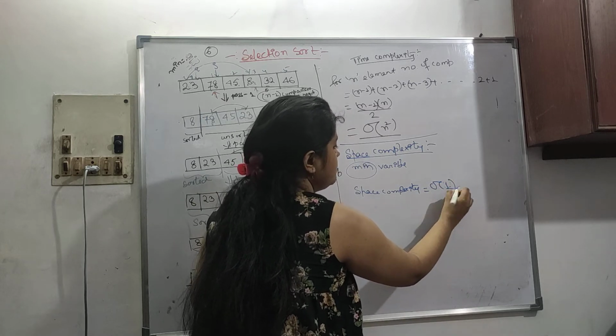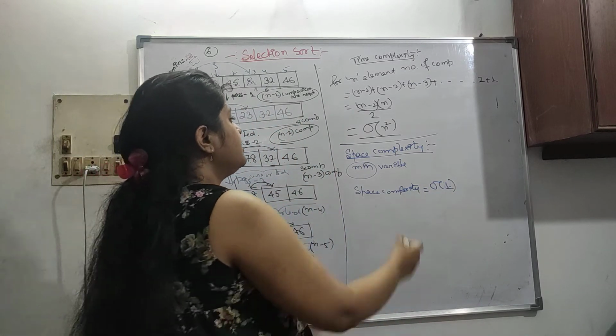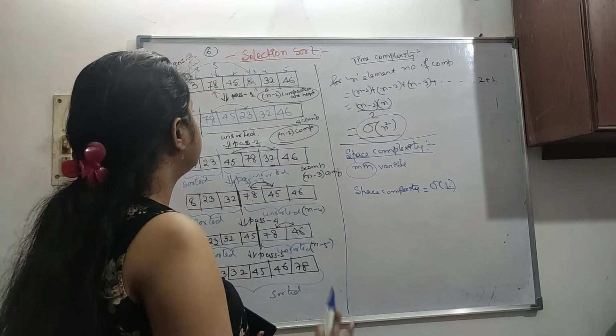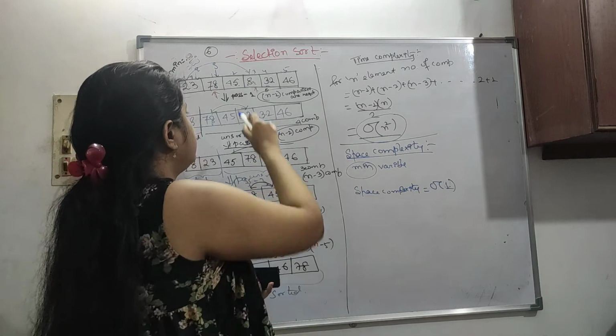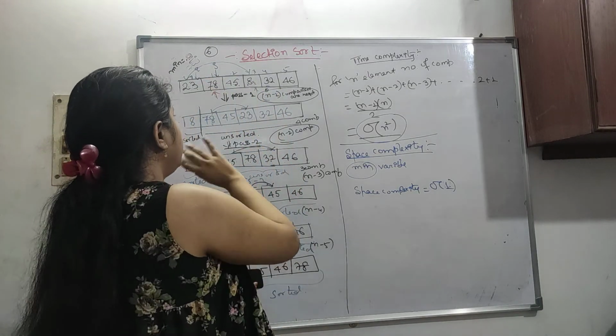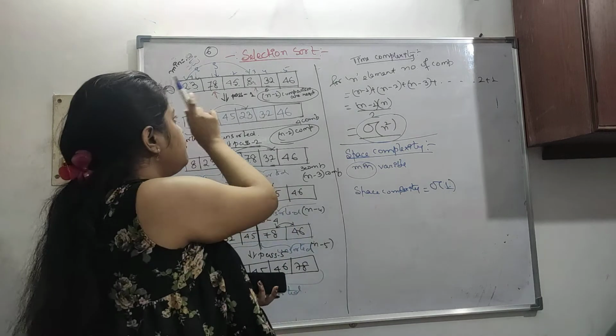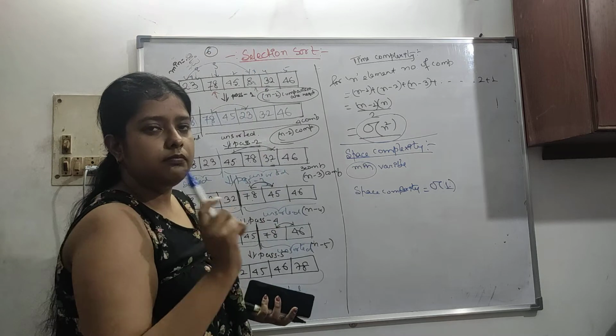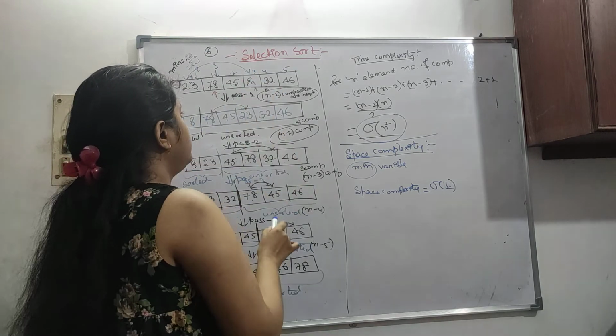Order of 1 is a constant thing. So time complexity is this. Okay. So order of n square. So I hope this is clear to you. So in the first pass we have 23. Let's say 23 is our minimum element. Now we have to linearly find out which one is our actual minimum element. So 8 is our minimum element.